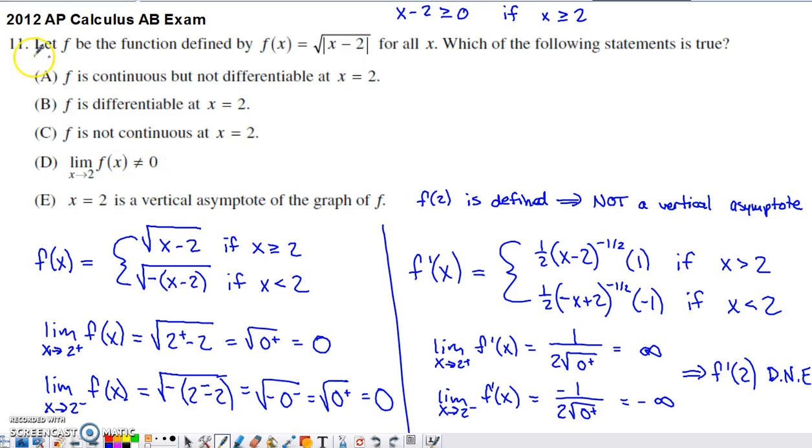So this is problem number 11. It's from the 2012 AP Calc exam. Non-calculator question. The question ultimately is, which of the following statements is true? And if you glance down through some of these, they involve continuity, differentiability, limits.